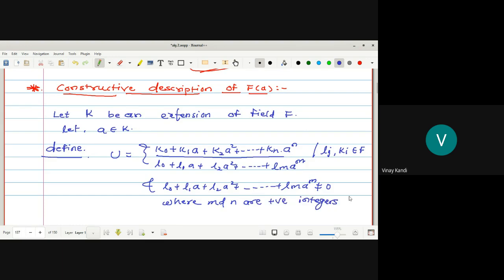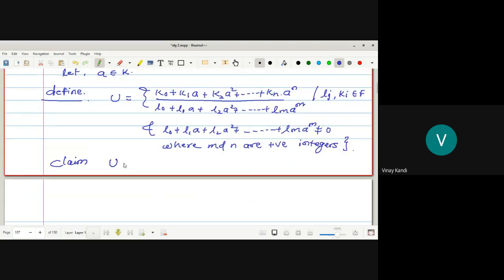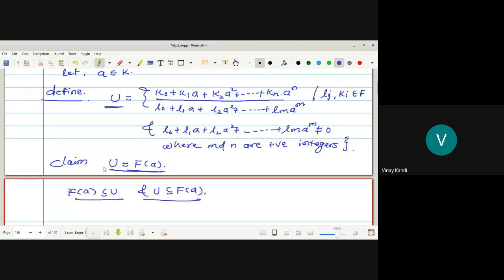This is how the set U is defined. Any element of U will be in this form. We have to prove that this U is nothing but F(a), the field which contains both F and a. First we show it is a subfield of K. To prove U equals F(a), we prove F(a) is contained in U and U is contained in F(a). If we prove both cases, then U equals F(a). We will see this proof in the next lecture. Any doubt up to here?